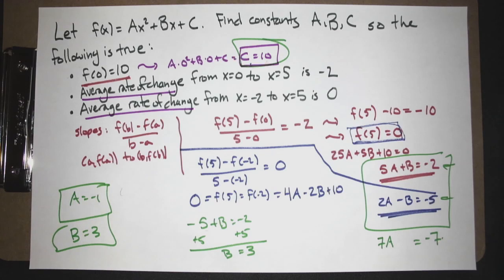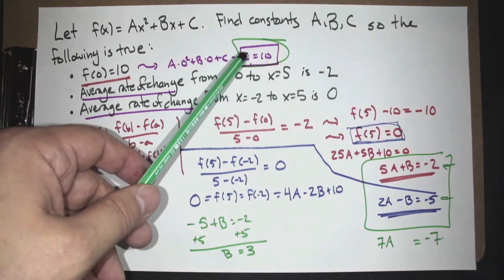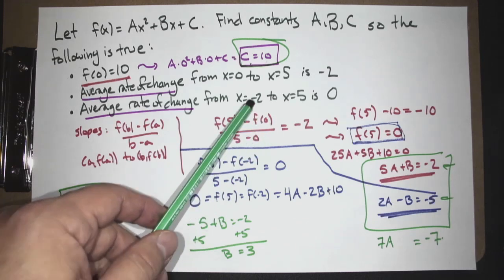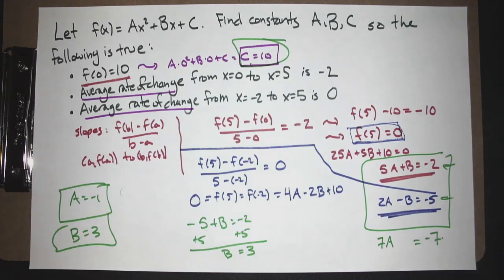All right. Any questions? You might have said, oh, I don't know if I would have necessarily seen that f of 0 is 10 and put it there. And it's okay. Even if you hadn't seen it, you could just still plug into the A, B, and C. It'll still work out.